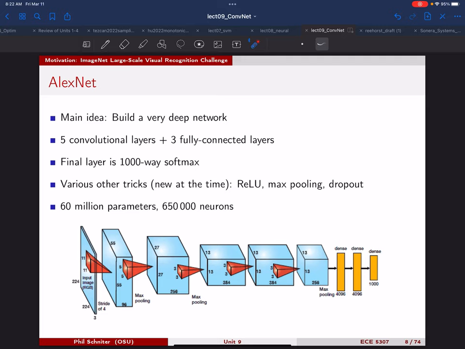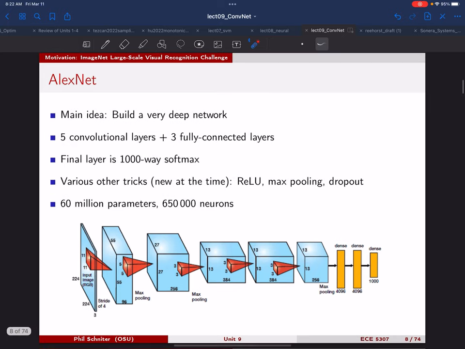When you look at all the different tunable parameters here, you have 60 million of them. That's quite a lot. And if you count all the number of features in all these different layers, there's 650,000. So especially at the time, that was quite intense. Implementing this, probably one of the biggest issues is how do you actually implement this on the hardware at the time? And that's all part of the contribution that was made.